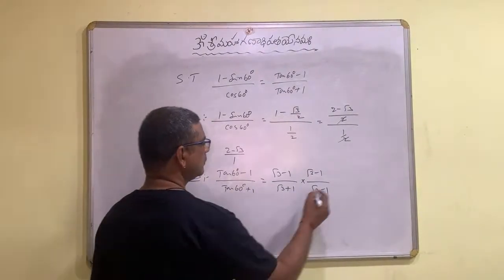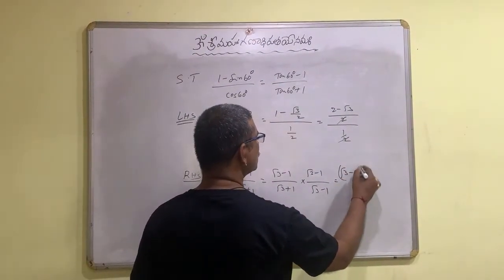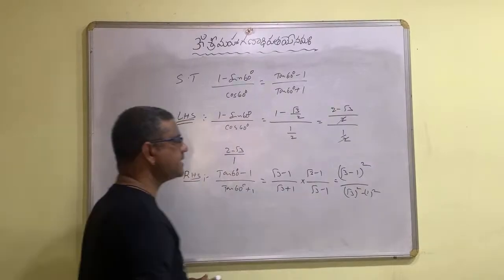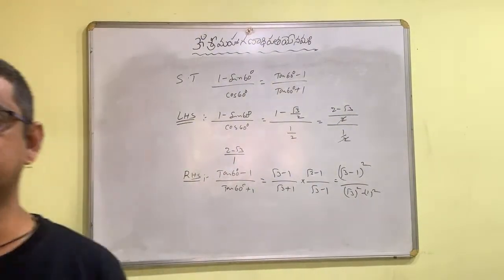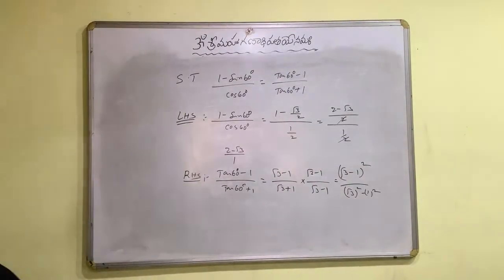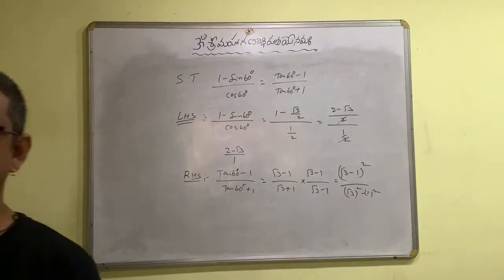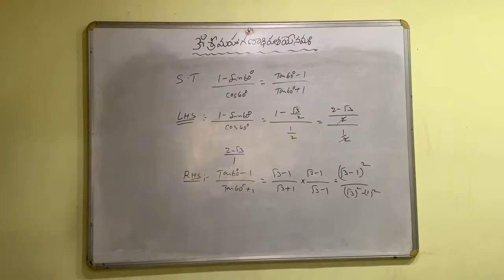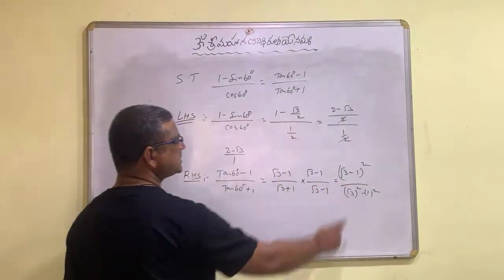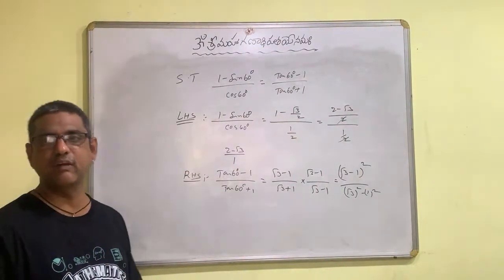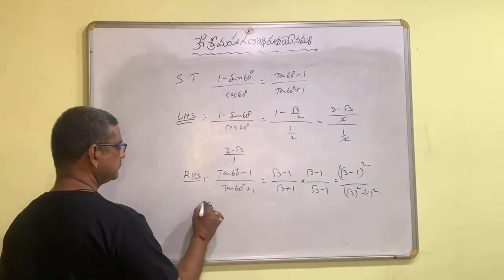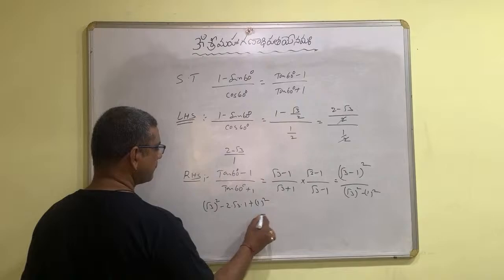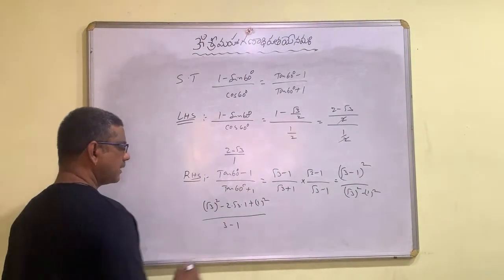Now, (root 3 minus 1) whole square by (root 3 square minus 1 square). Is that right? Root 3 minus 1 whole square: a minus b into a minus b, that is the numerator, (a minus b) whole square. And the denominator is (a plus b) into (a minus b), a square minus b square. Now further simplification, we can write a square minus 2ab plus b square, by 3 minus 1.